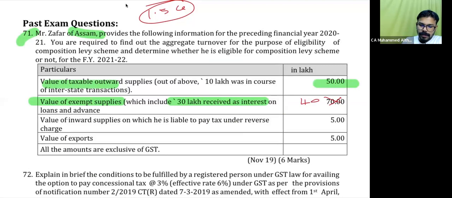Then value of inward supply under RCM, definitely you should not add. Value of export you have to add. So how much is aggregate turnover? 95 lakhs. Now tell me whether he is eligible or not.